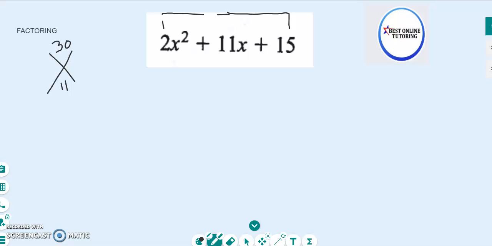So 30, we would make our list, and this is small enough where you can do it in your head, but 1 times 30, 2 times 15. Remember, we're adding them together to check if they add up to 11. 6 times 5. So 6 plus 5 is 11. These would be our factors, 6 and 5.